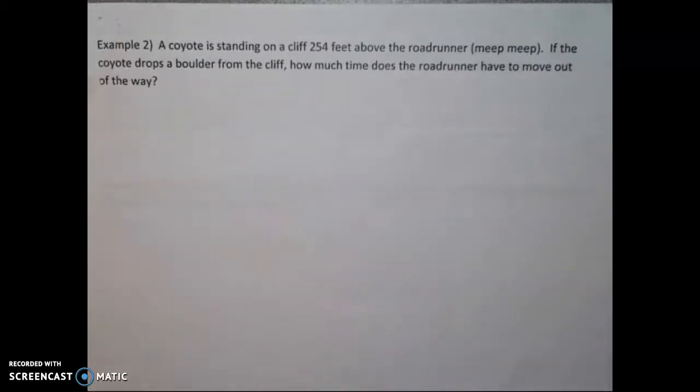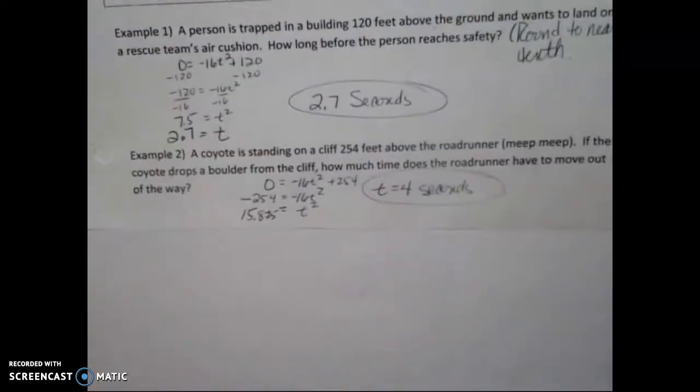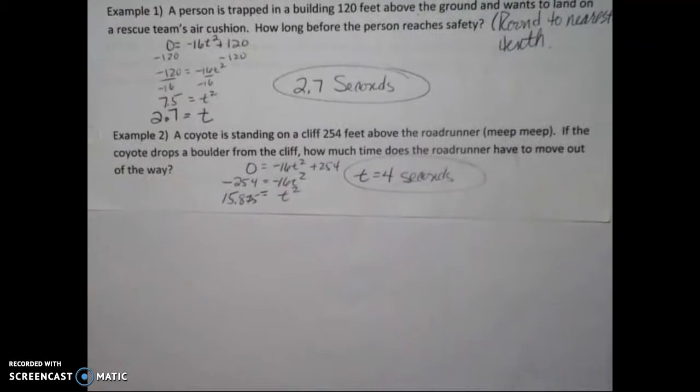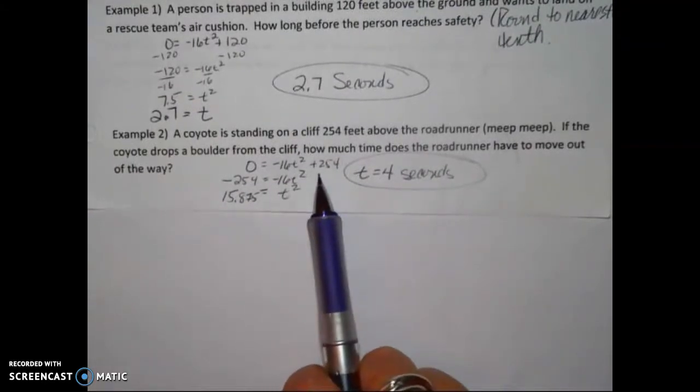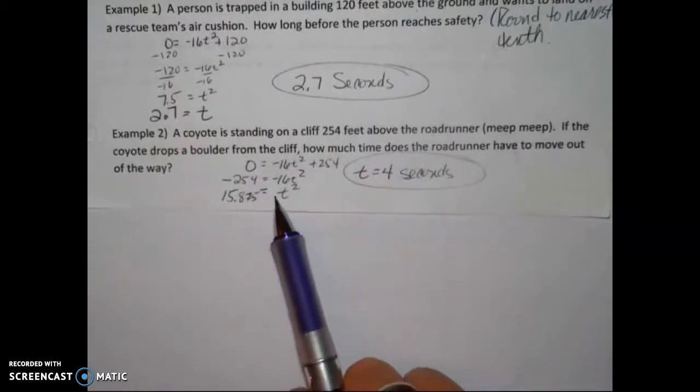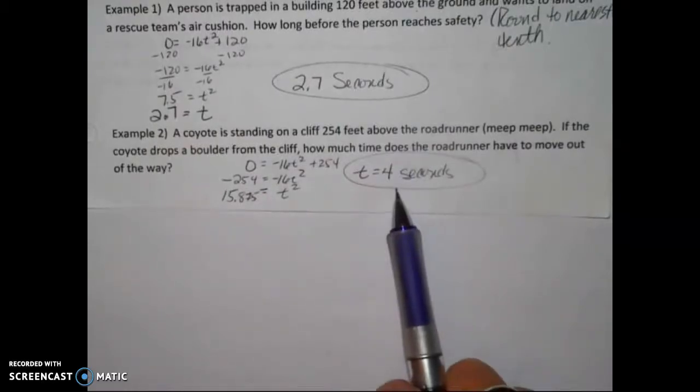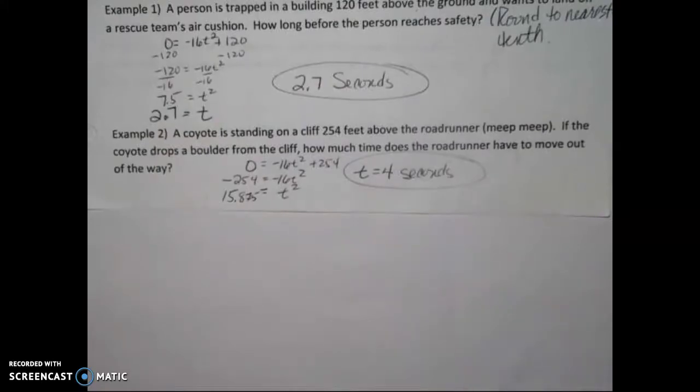And here's my work for it. You get 0 equals -16t squared plus 254. You subtract 254, you divide, and you take the square root of each. You end up with 4 seconds.